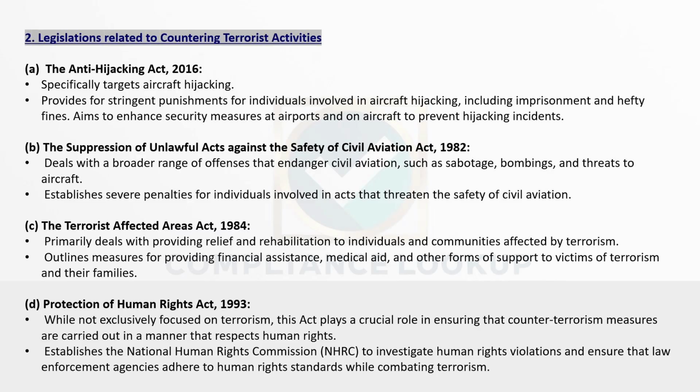Example: consider the chaos of a fake bomb threat on a flight in 2019 in India, where a passenger joked about having a bomb. Even though no bomb was found, the passenger faced criminal charges under this act because any threat to civil aviation is taken seriously under the law.